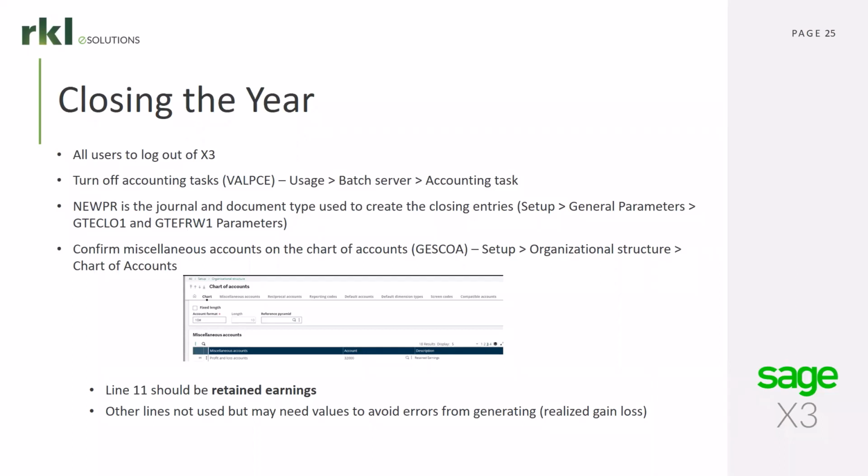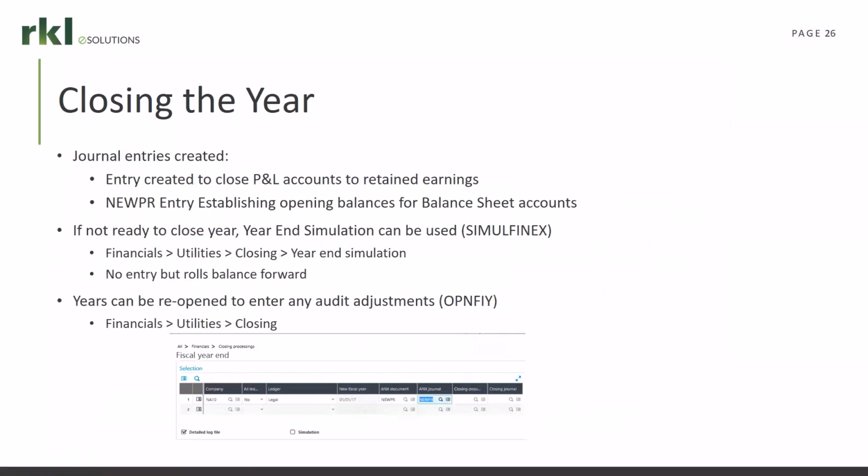Also, on your chart of accounts setup, you want to make sure that the miscellaneous accounts have your retained earnings account set up there. If you're using any currency transactions, this is also where you would define your realized gain loss accounts. When you're closing the year, there will be journal entries created. These will close out P&L accounts to your retained earnings and also establish the opening balances.